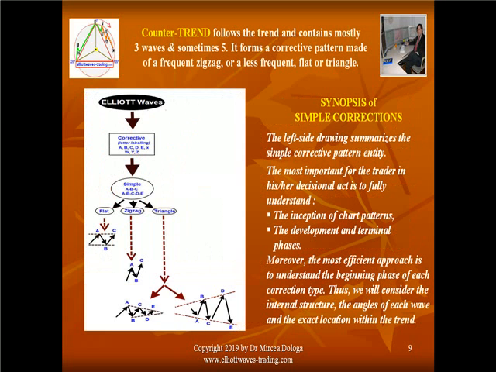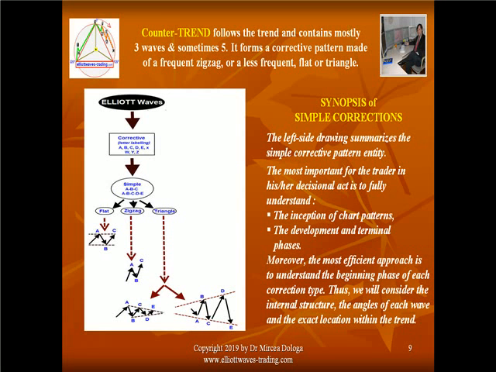Counter trend follows the trend and contains mostly 3 waves and sometimes 5. It forms a corrective pattern made of a frequent zigzag or a less frequent flat or triangle. Let's talk about the synopsis of this simple correction. The left side drawing summarizes the simple correction pattern entity.